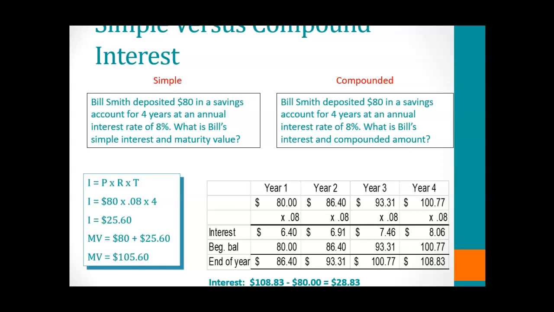So the total interest will be $28.83. I know it's not a huge difference, but you only invested $80. But you see that when you have compound interest, you're going to earn more interest than with simple interest. And that's because with compound interest, you earn interest on the principal amount as well as the interest earned from the previous accounting period. Okay?